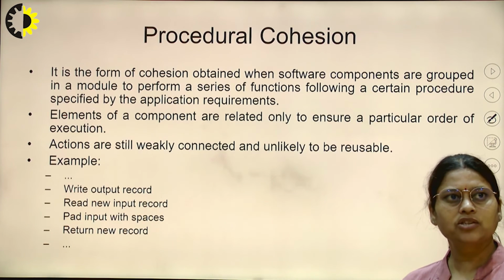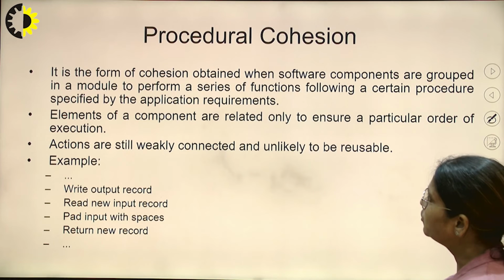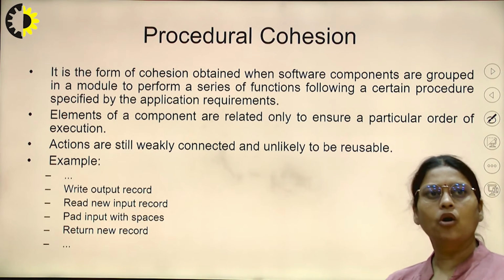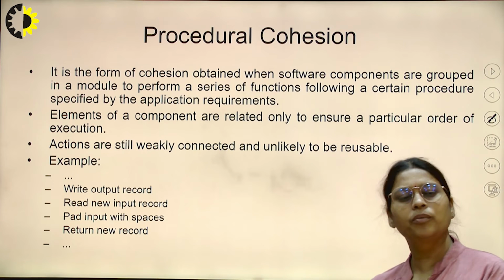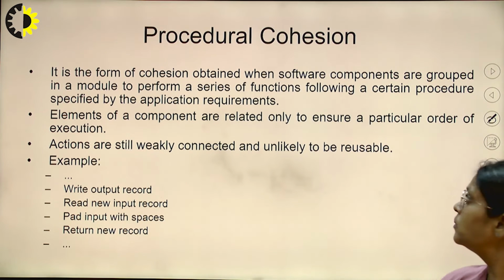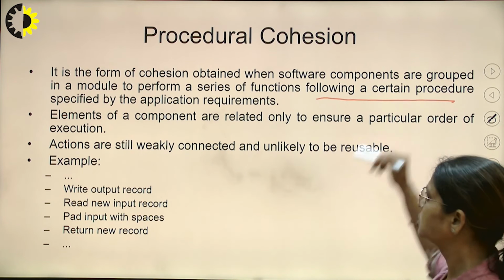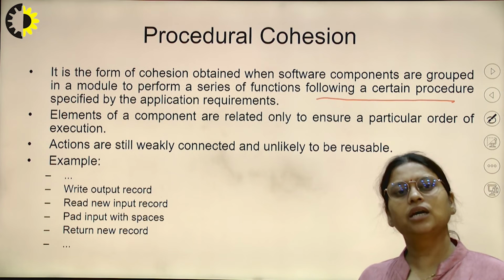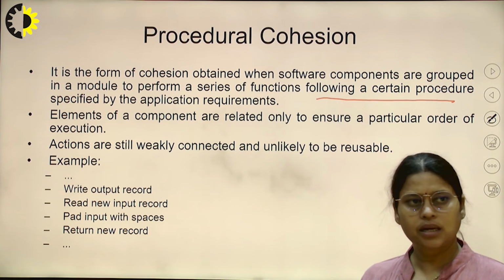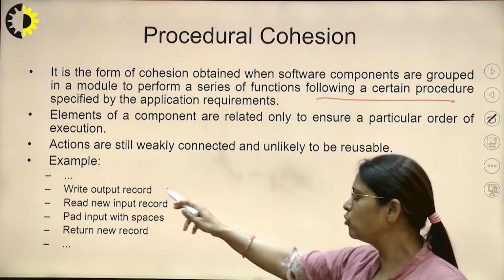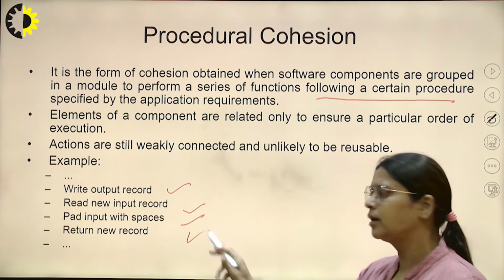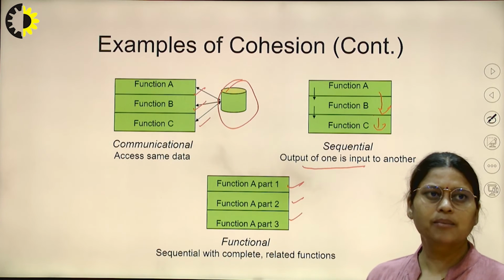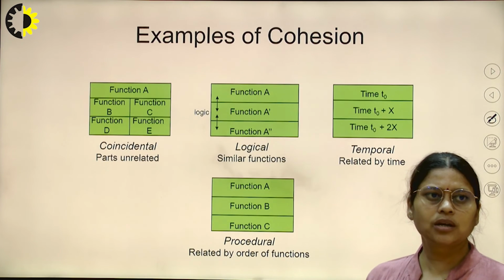This is communicational. Now the next one is procedural cohesion. It is a form of cohesion obtained when software components are grouped in a module to perform a series of functions. It means all the functions are to be executed serially. For example, write output record, read, pad, return. This is procedural.